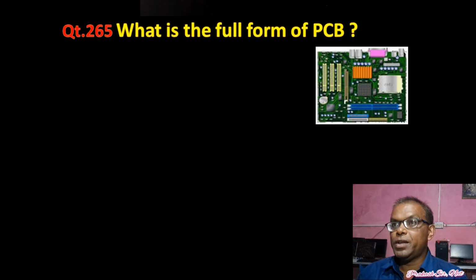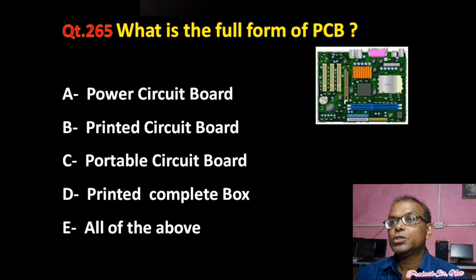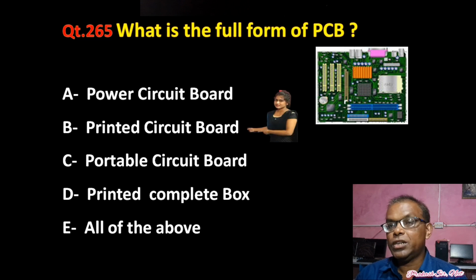Question number 265 is what is the full form of a PCB? I have given the diagram of a PCB here in my video. So the alternatives are power circuit board, printed circuit board, portable circuit board, printed complete board, all of the above. The correct answer is printed circuit board. So that is why point number B is the correct answer.